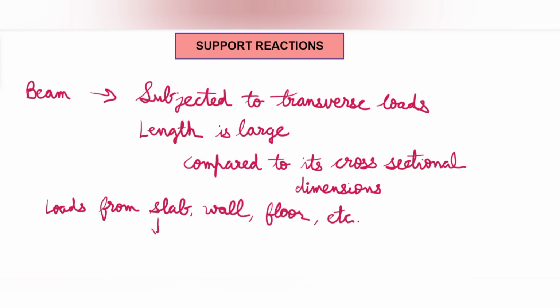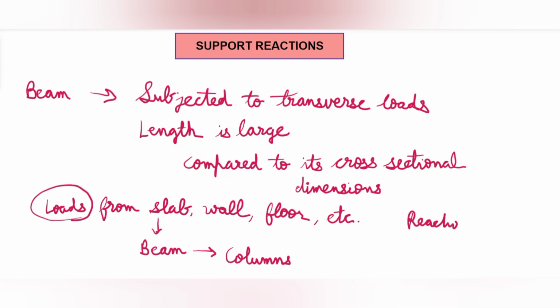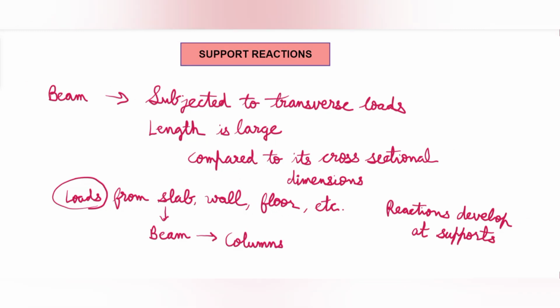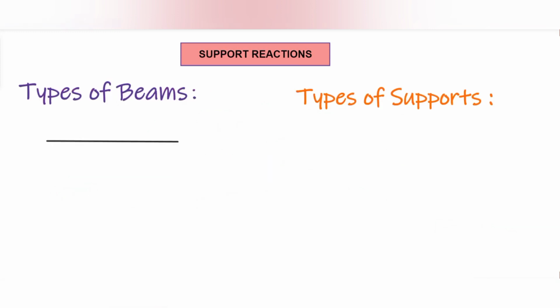And because of this load, beam will be subjected to reactions at the supports. So the load is transferred from slab, wall, floor to beams, and from beams it is transferred to columns, and because of this load, reactions will be developed at the supports. And here we'll be seeing what are the different types of beams, types of loads, types of supports, and the reactions that are occurring at the supports. Now let's start with types of beams and types of supports.